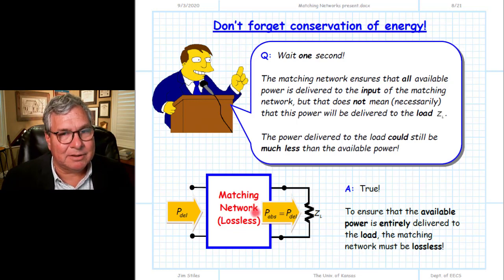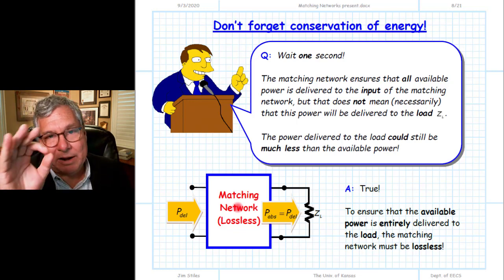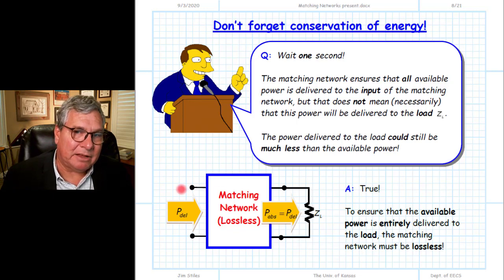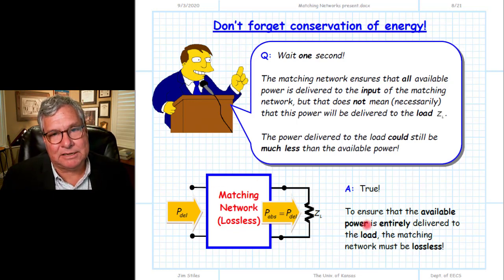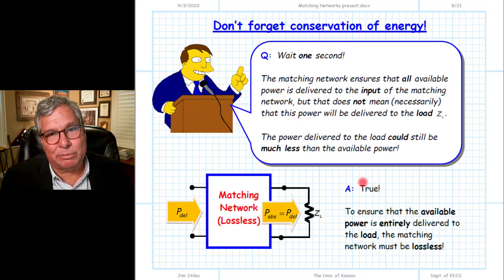Now beware. The converse is not true. If we have a lossless network, that does not make it a matching network. There are an infinite number of lossless networks that we could design. Only one of them will, in fact, act as a matching network for a specific value of ZG and a specific value of ZL. Matching networks are lossless. Most lossless networks, however, are not matching networks. Make sure you understand, matching networks are a tiny subset of the volume of all possible lossless networks.